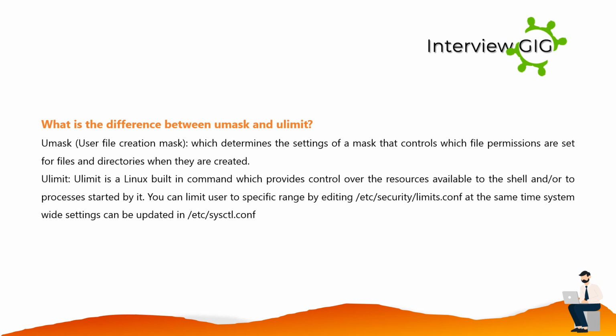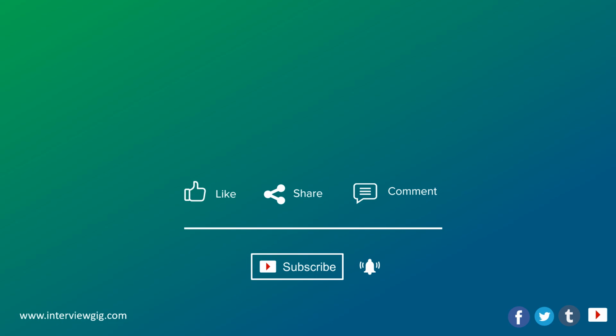What is the difference between umask and ulimit? umask, the user file creation mask, determines the settings of a mask that controls which file permissions are set for files and directories when they are created. ulimit is a Linux built-in command which provides control over the resources available to the shell and/or to processes started by it. You can limit a user to a specific range by editing /etc/security/limits.conf. At the same time, system-wide settings can be updated in /etc/sysctl.conf.